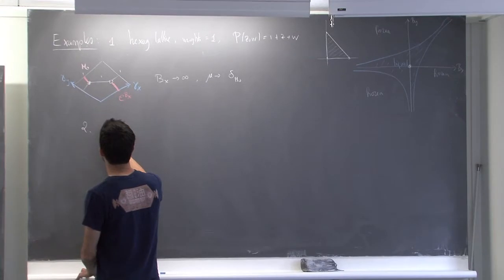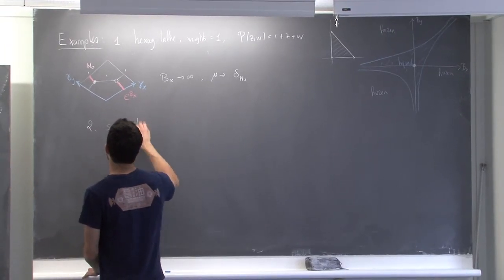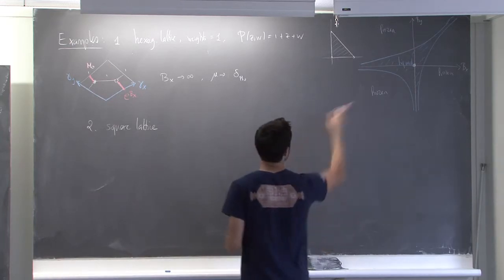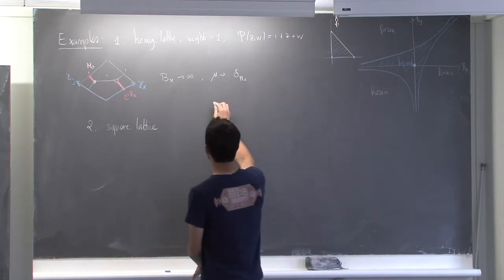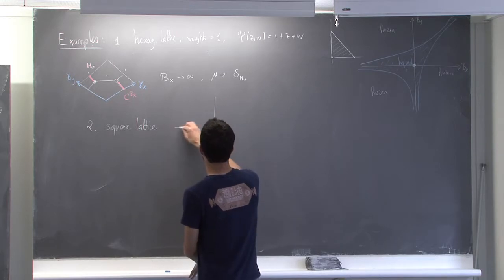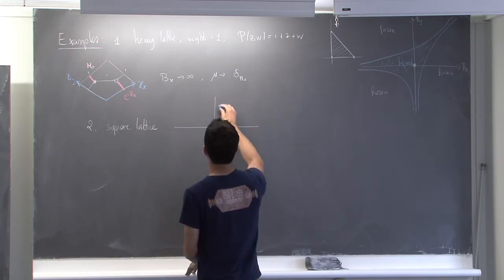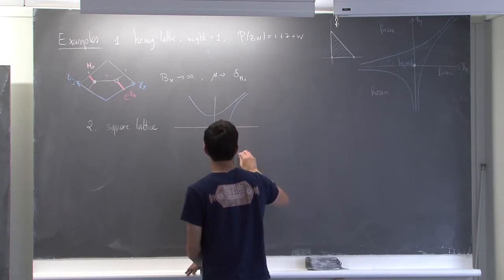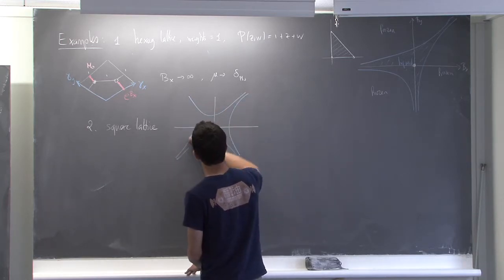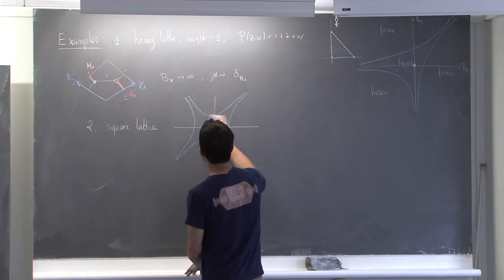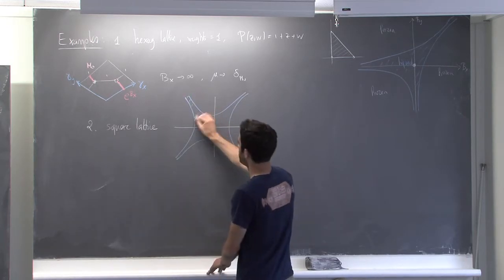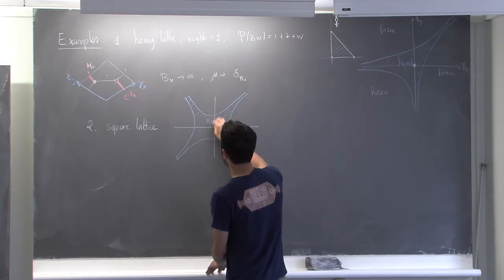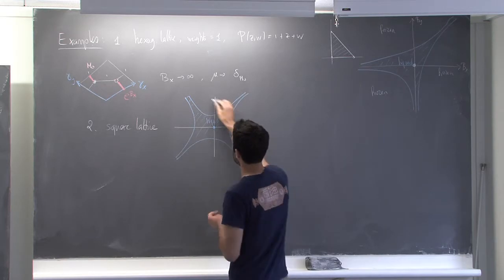Second example, the square lattice. This is not so interesting because, again, you only have these two behaviors, but let me draw it anyway. In this case, we're like this, and inside, there is a singularity here, but it doesn't matter. We're still in the liquid phase. So here we're liquid, and outside we're frozen.